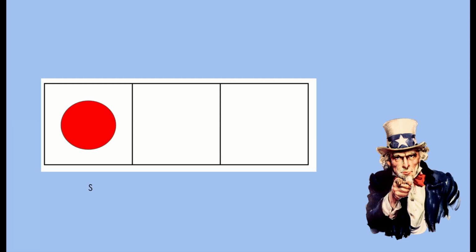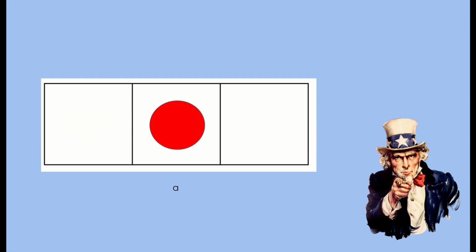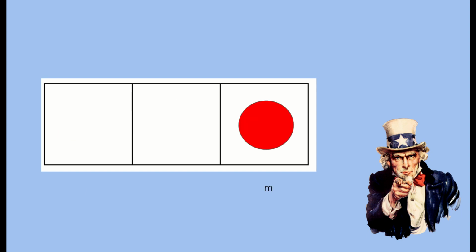Now we're going to practice breaking apart some words into their sounds using the sound boxes. The first word we're going to break apart is the word Sam, like Uncle Sam. Ready? The first sound in Sam is S. Next sound, A. And the last sound, M. Sam.